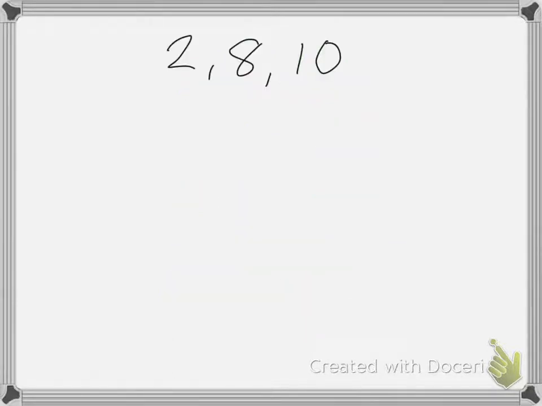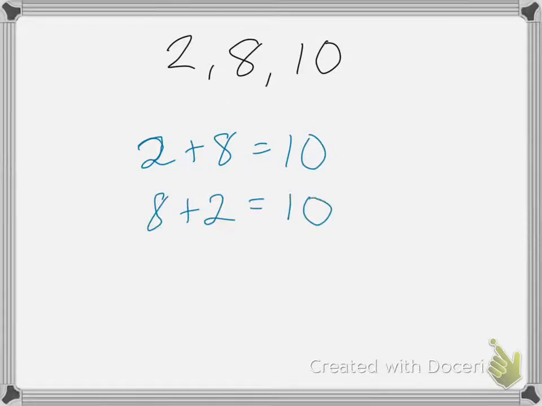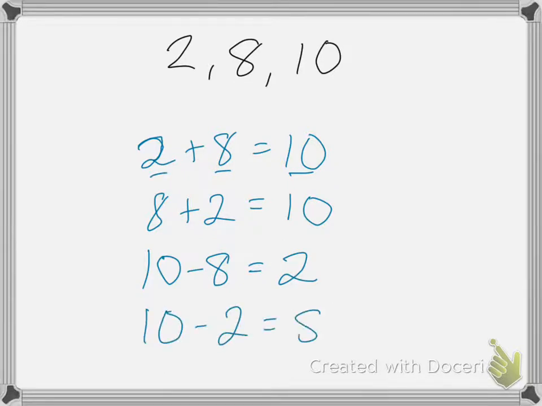Okay, so let's say I have the numbers 2, 8, and 10. And let's write my addition fact families first. Well, I know that 2 plus 8 equals 10. But I also know that 8 plus 2 equals 10. Okay, what subtraction facts can we have? Well, with subtraction facts, we have to use the bigger number first. So it's going to be 10, and then I can subtract another one. So 10 minus 8 equals 2, the third number, or 10 minus 2 equals 8, right?